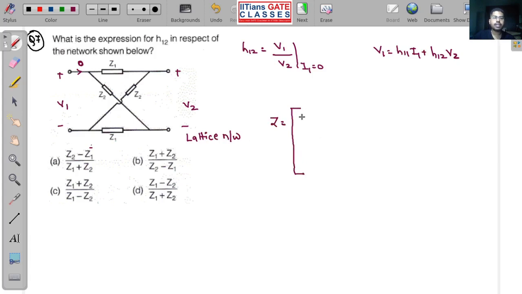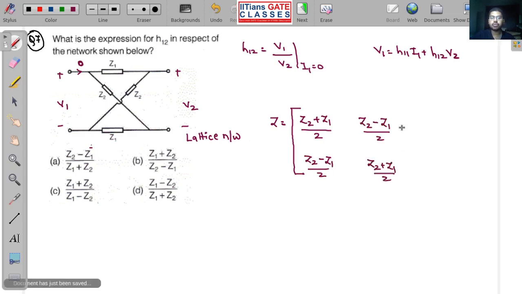Z parameter is Z2 minus Z1 by 2, Z2 minus Z1 by 2, Z2 minus Z1 by 2 and Z2 plus Z1 by 2. So if you are not understanding how directly I wrote the Z parameter for the lattice network, I will suggest you go and watch my first lecture, that is basics of circuit theory, which I have taken for this HAL and HPCL series. Please go and watch that.